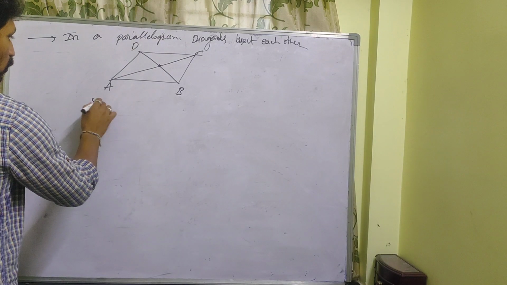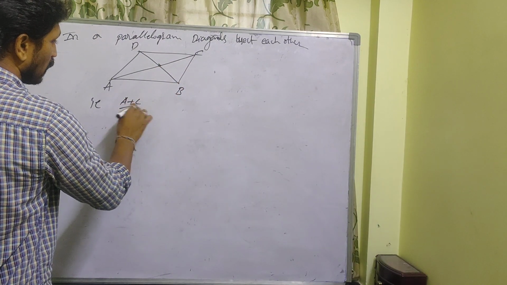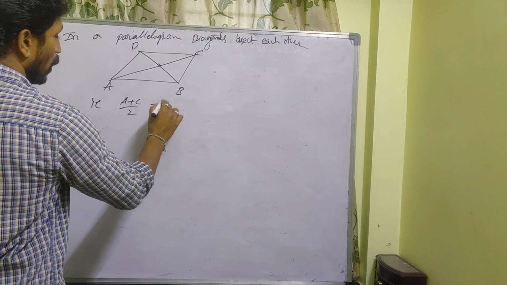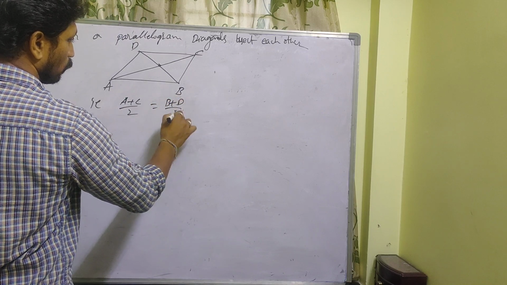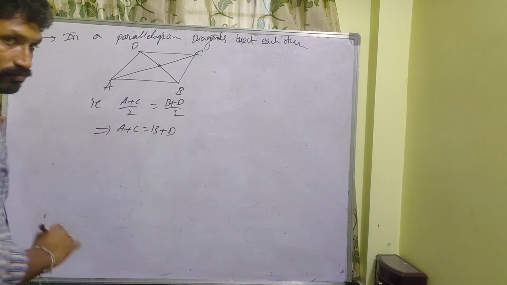So what can you conclude? The midpoint of BD and the midpoint of AC. The midpoint of AC is nothing but (A plus C) by 2. The midpoint of BD is nothing but (B plus D) by 2. So the 2 gets cancelled. What you have? A plus C is equal to B plus D.